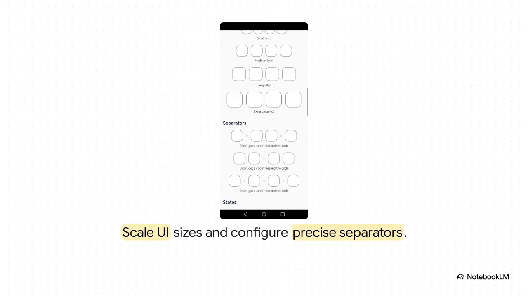Beyond just box shapes, you can rapidly scale the structural layout using dimension tokens that range from extra small all the way up to extra large. Plus, you can place incredibly precise dot separators between specific index boxes. Say you want a separator after the first and third numbers. You just feed the component a simple string like 1, 3, or all, and it flawlessly formats the visual layout for you.